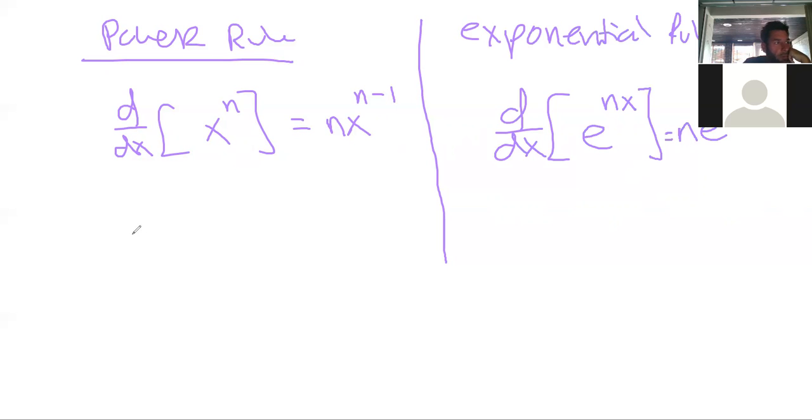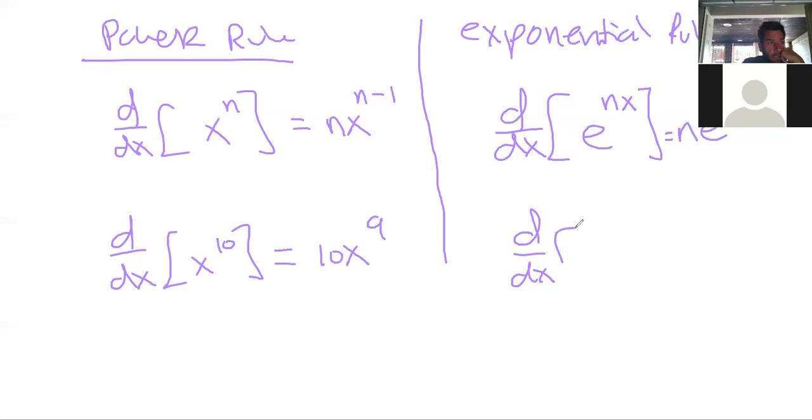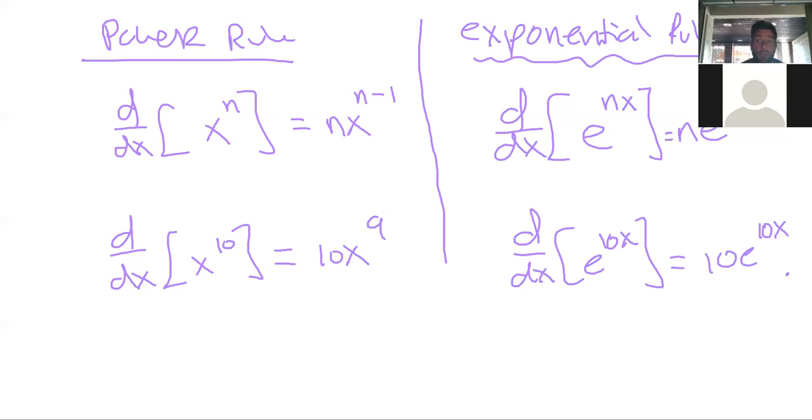So, for example, if we took x to the 10th, this would be 10x to the 9th. Whereas over here, if we had e to the 10x, this would be 10e to the 10x. So it's a different rule. And this is a place where a lot of times when we're amateurs, we're just starting, like you guys are, you're going to make mistakes like this. So you've got to pay careful attention to this.